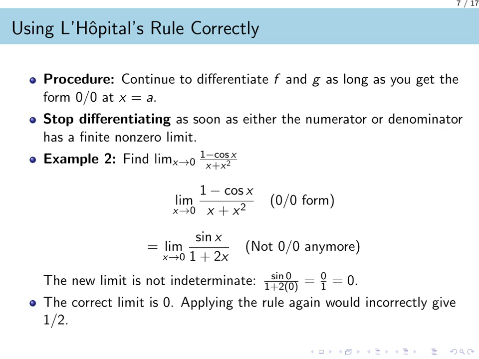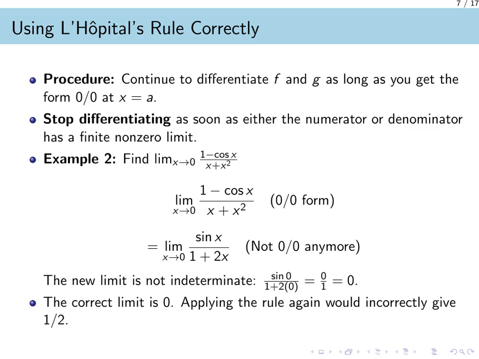It is crucial to know when to stop applying L'Hopital's rule, as applying it incorrectly leads to the wrong answer. The correct procedure is to continue differentiating the numerator and the denominator as long as you still have an indeterminate 0 over 0 form. You must stop differentiating as soon as the new limit is no longer indeterminate.